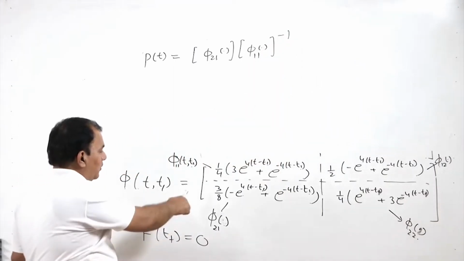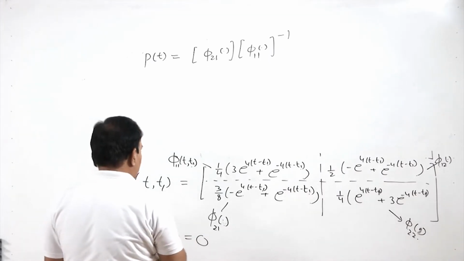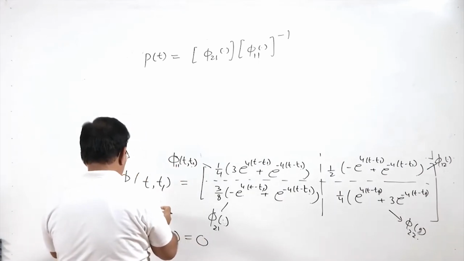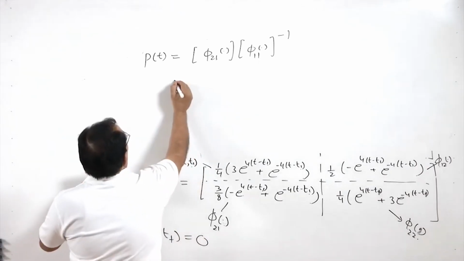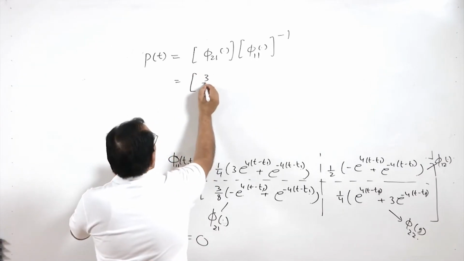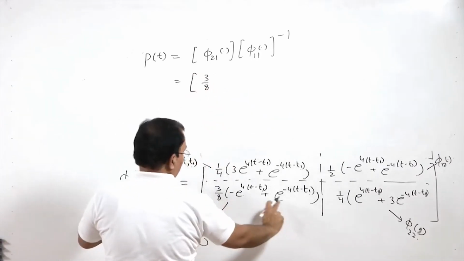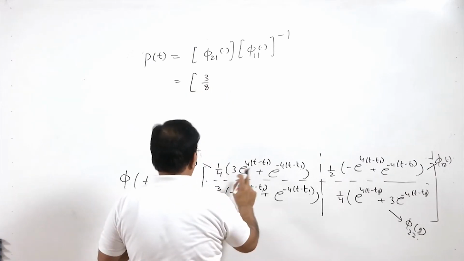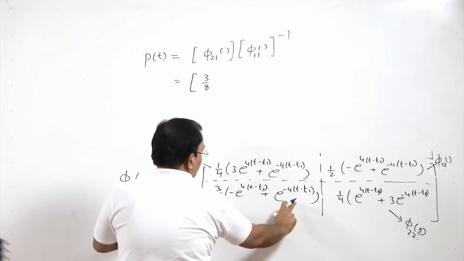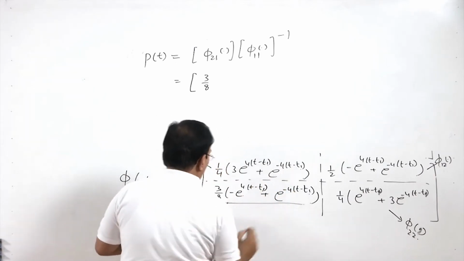And what is my phi 21? 3 by 8, minus e to the power minus 4. So, this I can simply write as, I am writing nothing but phi 21, this is 3 by 8, this term. So, this is my phi 21.